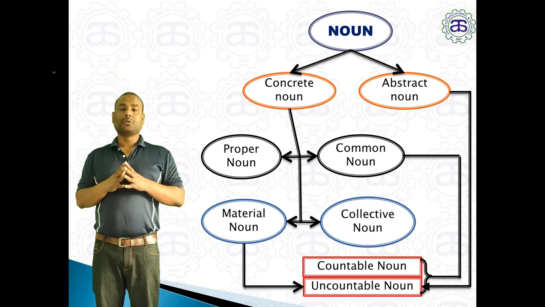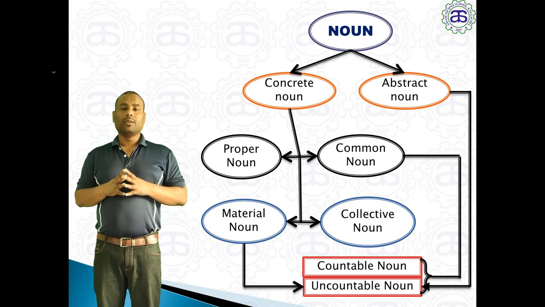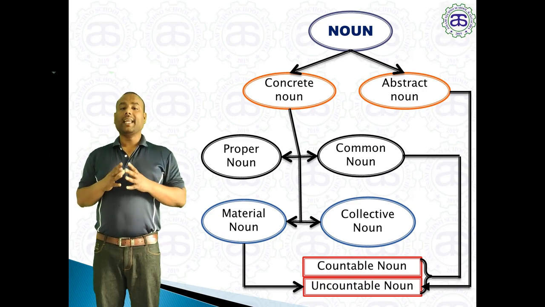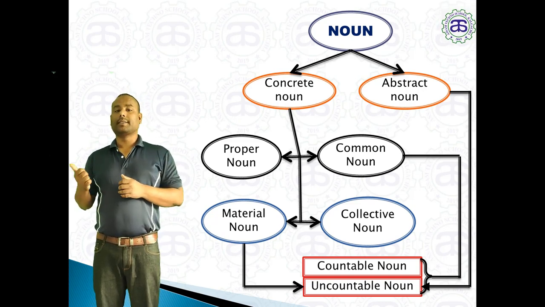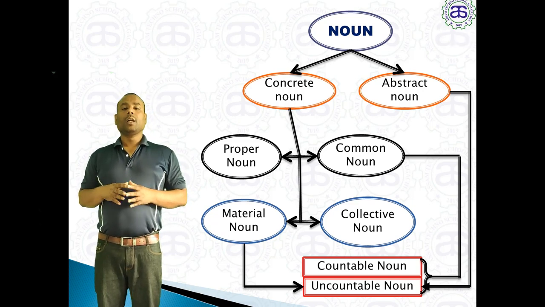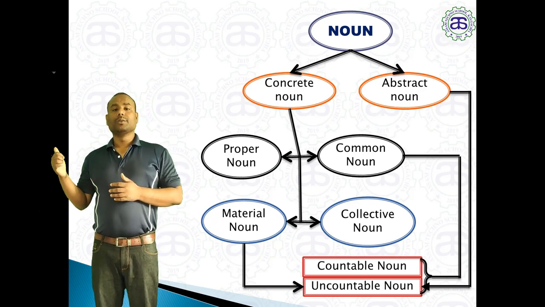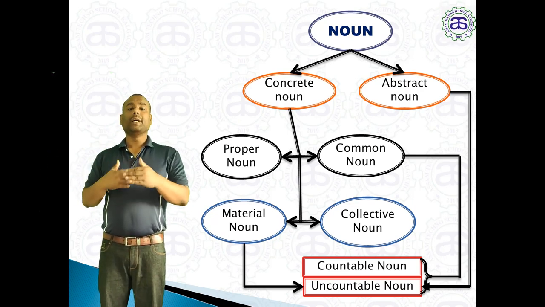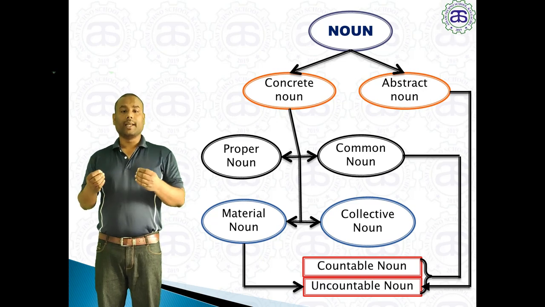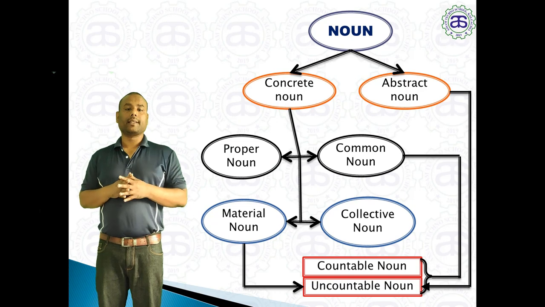Here the point to understand is that when we say countable noun, these are the nouns which can be counted in numbers like 1, 2, 3, and uncountable nouns are those which cannot be counted in numbers like 1, 2, 3, but can be measured, like 1 liter, 2 liters, 1 kg, 2 kg, like that.